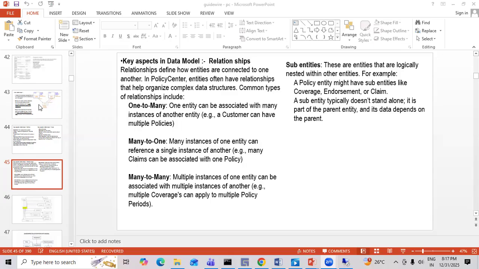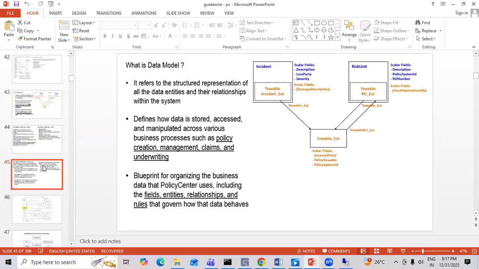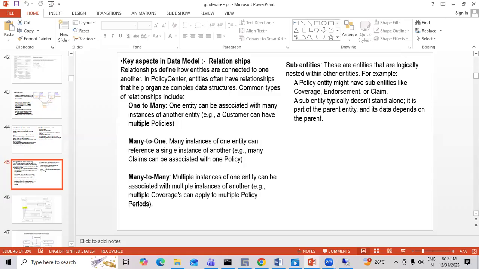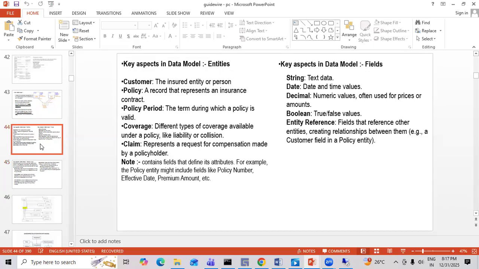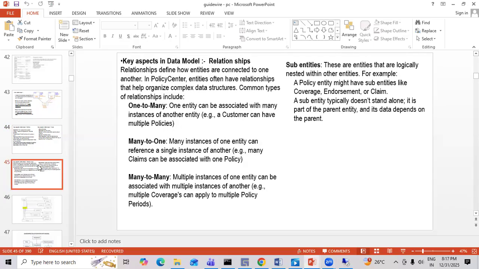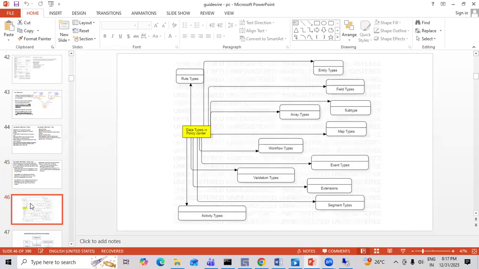Understood now? Clear? So this is what we generally call the key aspects of the data model. The first aspect we call entities, the second fields, the third relationships.